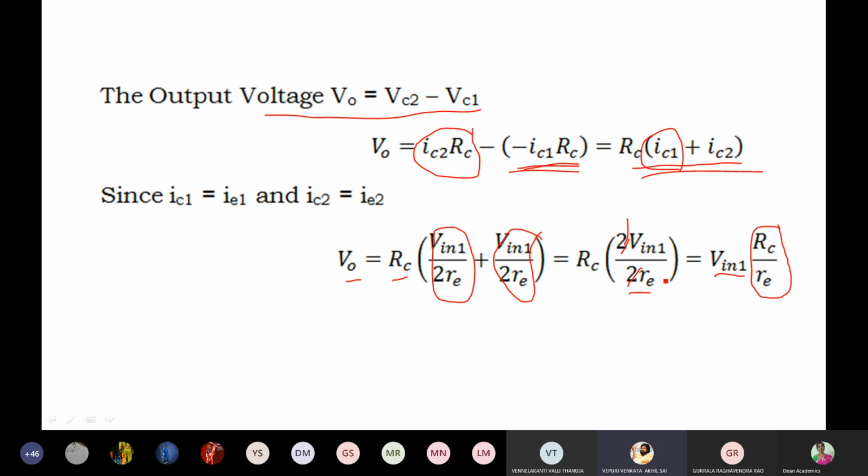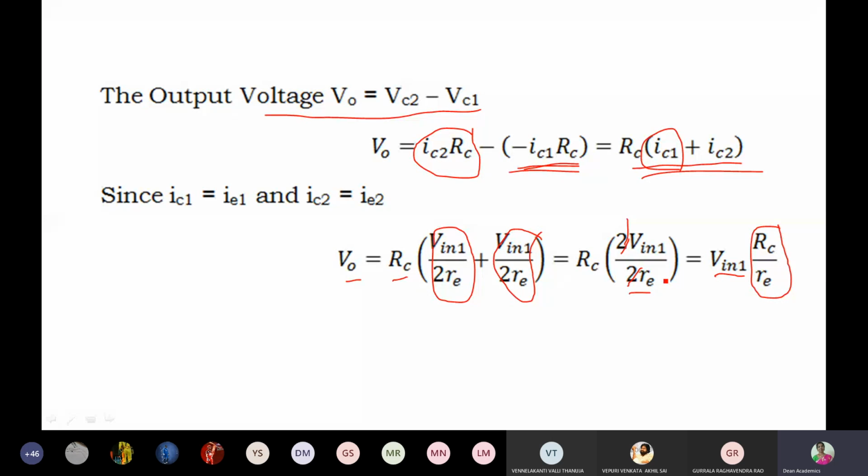After that? Somebody is responding, I'm not able to hear. Input resistance. Differential input resistance, and also? Differential output, internal output resistance. Voltage gain. Yes. Differential voltage gain.